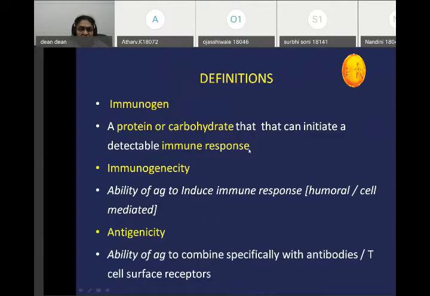What is immunogen? It is a protein or carbohydrate that can initiate a detectable immune response. Ability of an antigen to induce immune response is called immunogenicity, whereas ability of an antigen to combine specifically with the antibodies or T lymphocyte receptors is called antigenicity.